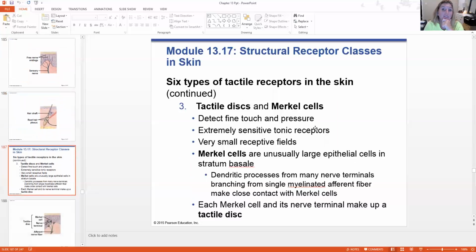There's also tactile discs, which are also sometimes called Merkel discs. These detect fine touch and pressure. They're extremely sensitive tonic receptors, with very small receptive fields. Merkel cells are usually large epithelial cells within the stratum basale, so they can actually be within that epidermis. And each Merkel cell has a tactile disc associated with it. So again, very, very sensitive.